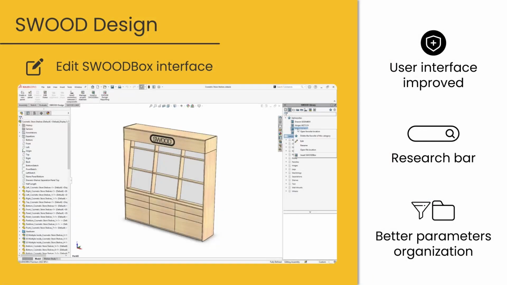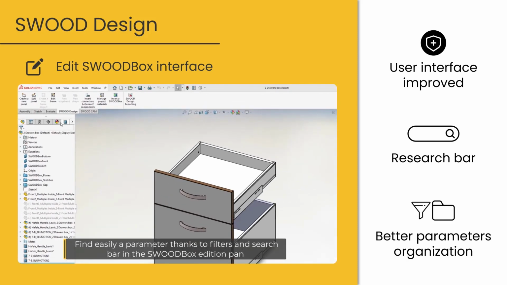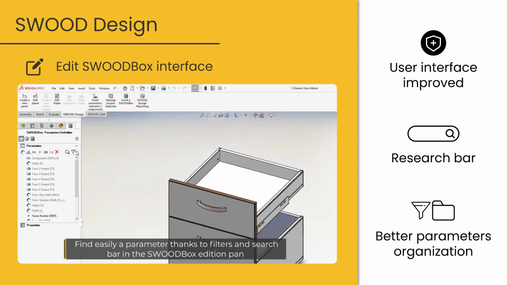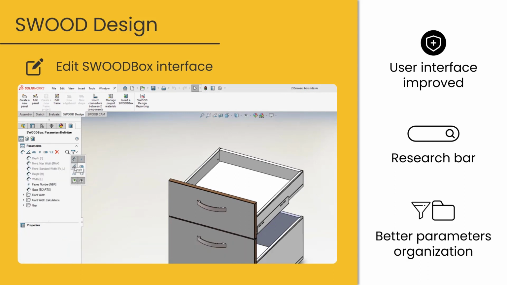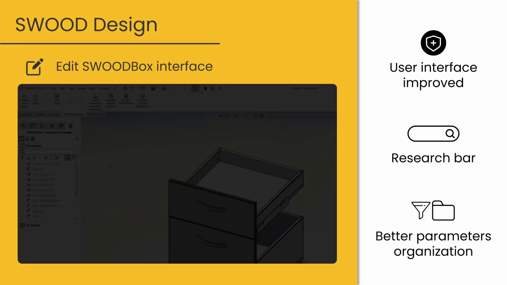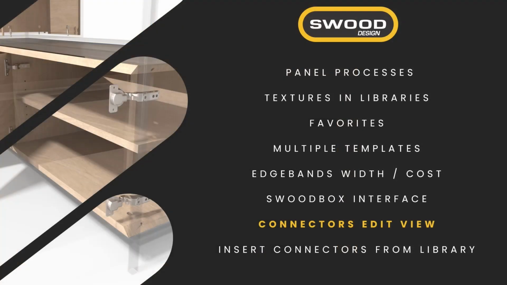On the Parameter tab of the SWOOD box, you will be able to quickly find parameters using the search features. That looks through both the name and the alias of the parameters. Additionally, you can use the filter to choose which parameters you'd like to display, making it even easier to navigate.